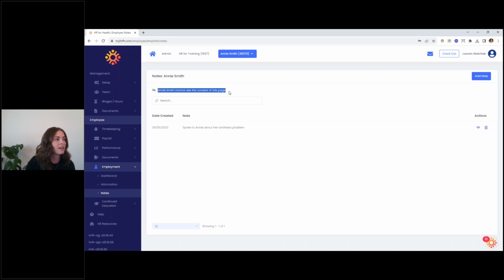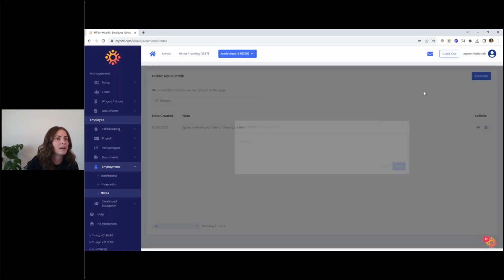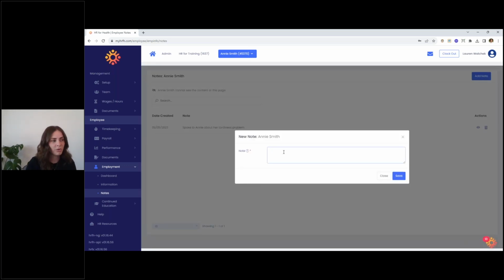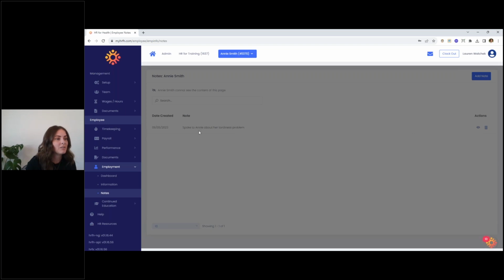The employee cannot see this page. So this is purely for you as the manager or the employer to document anything that you need to for the employee. A lot of clients will use this for conversations that they've had with the employee. Maybe it's not necessarily a formal violation, but you want to make sure that you're documenting it with a timestamp. You can click this add note and you can put in whatever you want here. Sometimes they'll copy and paste a text exchange or an email exchange, whatever might need to be in the employee's file for future reference. Again, the nice thing is you can see when it was created.